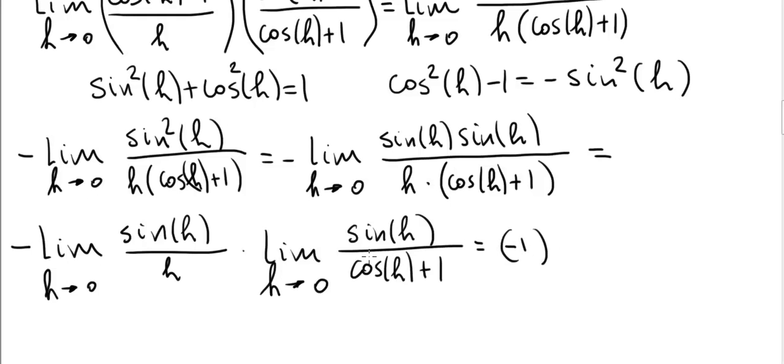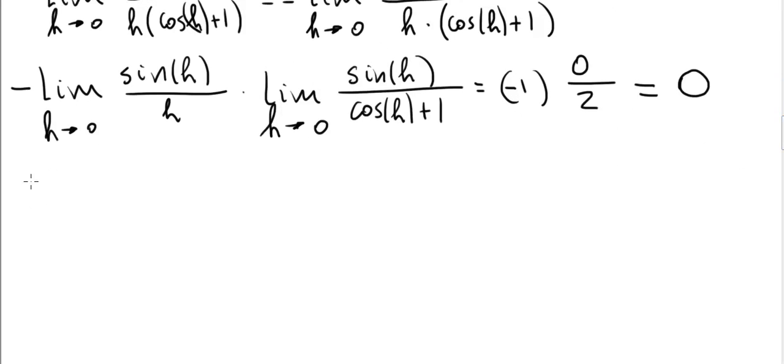Now the first limit is 1, and the minus in front makes it minus 1. And then plugging in 0 for h, the numerator is 0, the denominator is 2, and this is perfectly okay. It's not an indeterminate form. This is equal to 0 as was stated earlier. So now let's get back to the derivative of the sine function. We're going to do it in 4 steps.